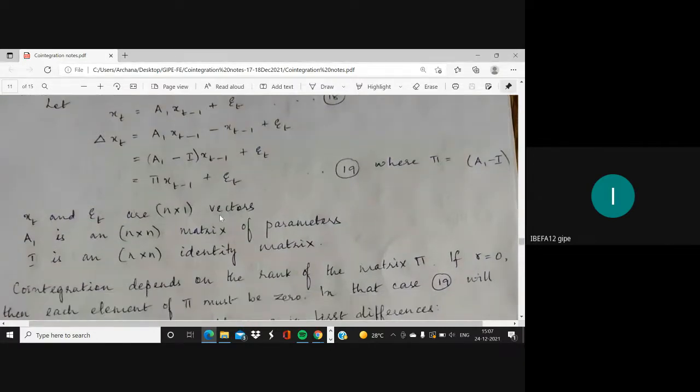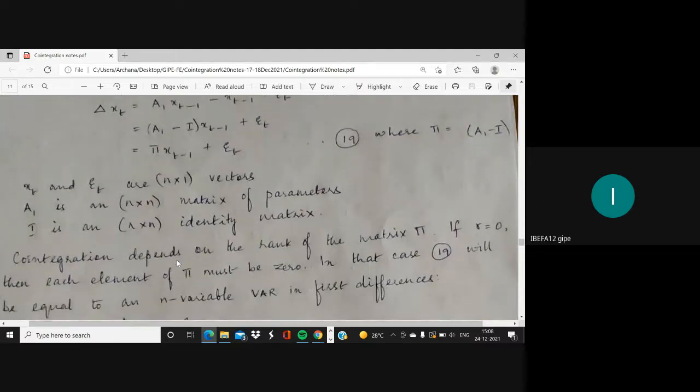So what are xt and epsilon t here? Xt is your vector of all the variables that are there in your VAR model. So it's an n into 1 vector. There are n variables in your VAR model. Epsilon t is again a vector of the error terms, white noise error terms. Now A1 is a square matrix of dimension n by n, and it contains all the parameters in your VAR model. Then I is an n by n identity matrix.